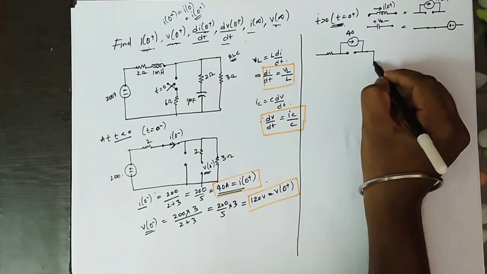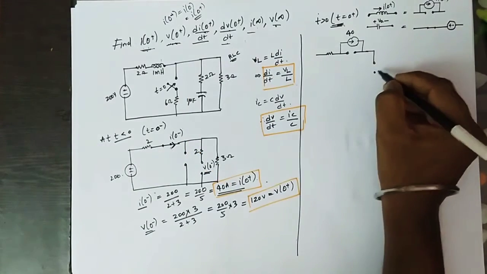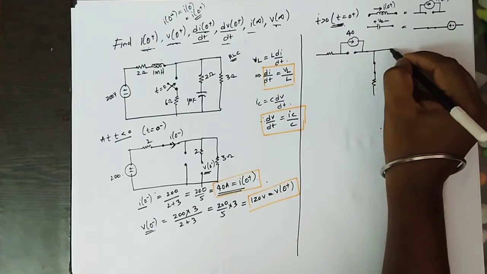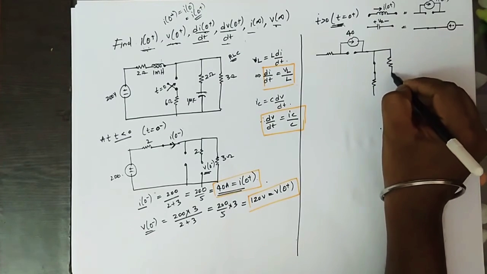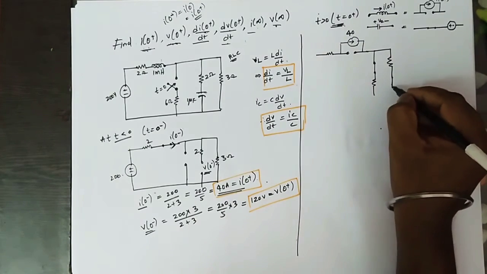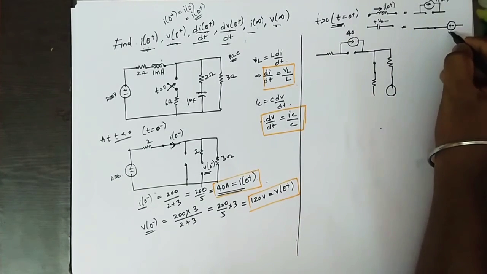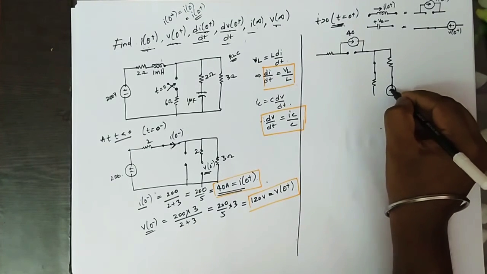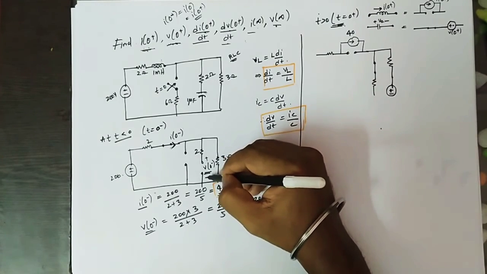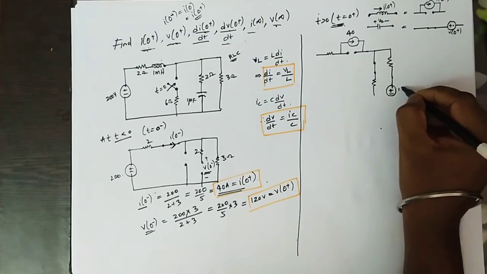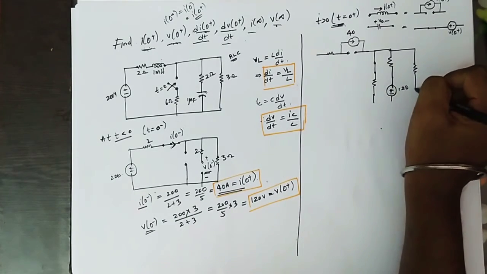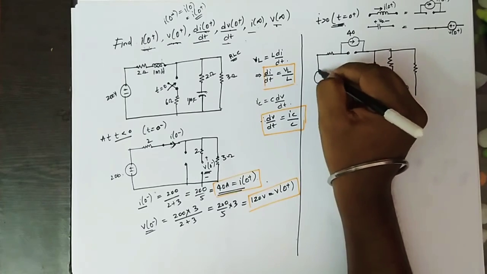Now the switch is on, so it should be shorted like this, and the capacitor is shorted, and we have the initial voltage V of 0 plus, which we have to draw. So the terminals also we have to place like this. V of 0 plus we found here, that is 120. Okay.